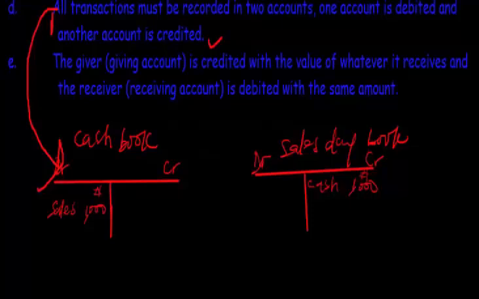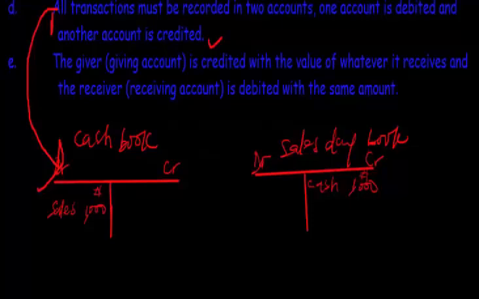All transactions must be recorded in two accounts. We have done that here. Cash book, sales day book. These are the two accounts. And one account is debited and another account is credited. Here we debited the cash book and we credited the sales day book. Why? Because the cash book is the receiving account and the sales day book is the giving account.